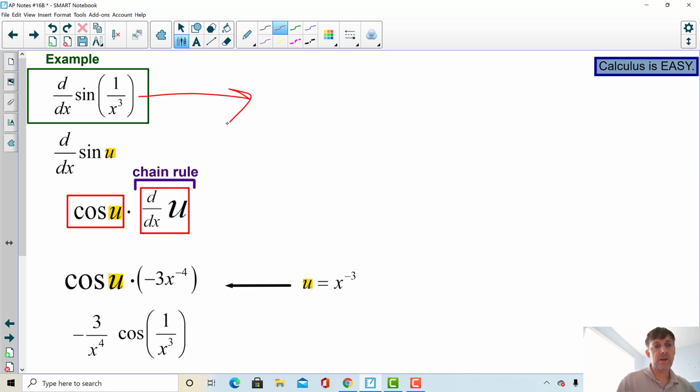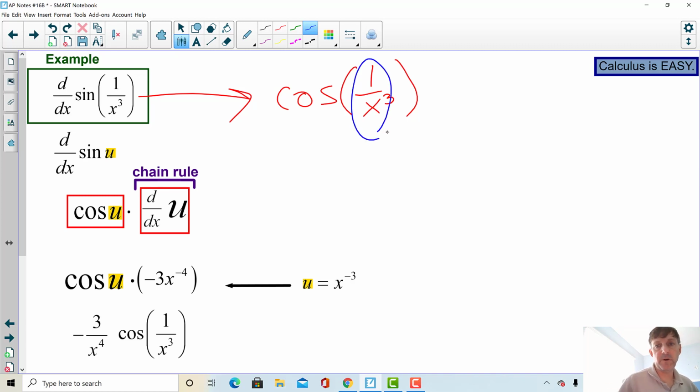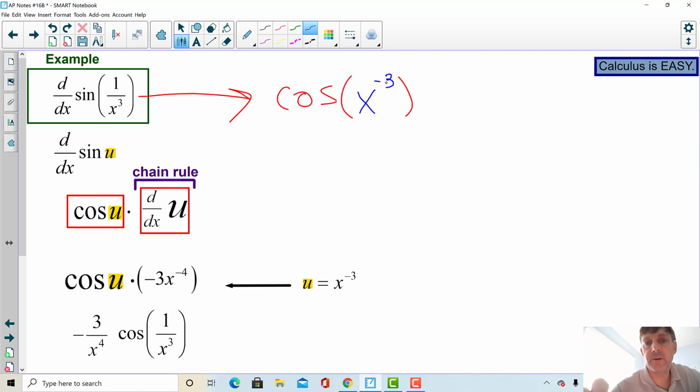Okay, we know the derivative of sine is just cosine. But we have a problem. The inside is not just an x, it's a bunch of stuff. So we're going to have to do the derivative of that stuff. Now this is a quotient, we don't know the quotient rule, but we can rewrite that as a power of x. So I'm going to write this as x to the negative 3. So I'm going to do the chain rule on x to the negative 3. The derivative of x to the negative 3 is negative 3x to the negative 4.